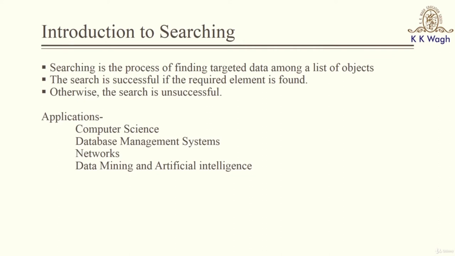Searching is a common fundamental operation that is used in various fields and operations in computer science, maybe in database management systems, in networks, as well as in data mining and artificial intelligence. So we can say that searching is a basic operation that is needed in any of the operations where you want to locate or find certain data.